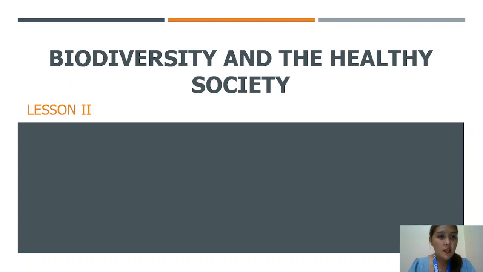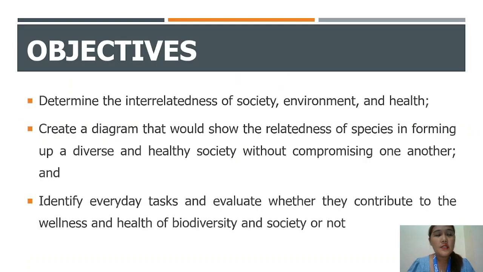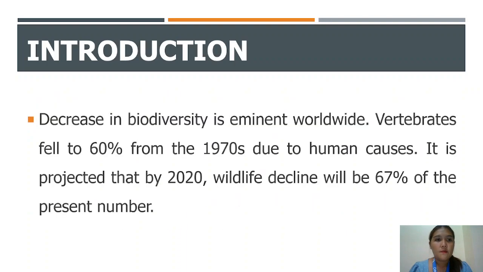So I will discuss lesson 2 in our chapter 2, Biodiversity and the Healthy Society. What are the learning outcomes at the end of this lesson? The students should be able to determine the interrelatedness of society, environment, and health, create a diagram that would show the relatedness of species in forming a diverse and healthy society without compromising one another, and identify every task and evaluate whether they contribute to the wellness and health of biodiversity and society or not.